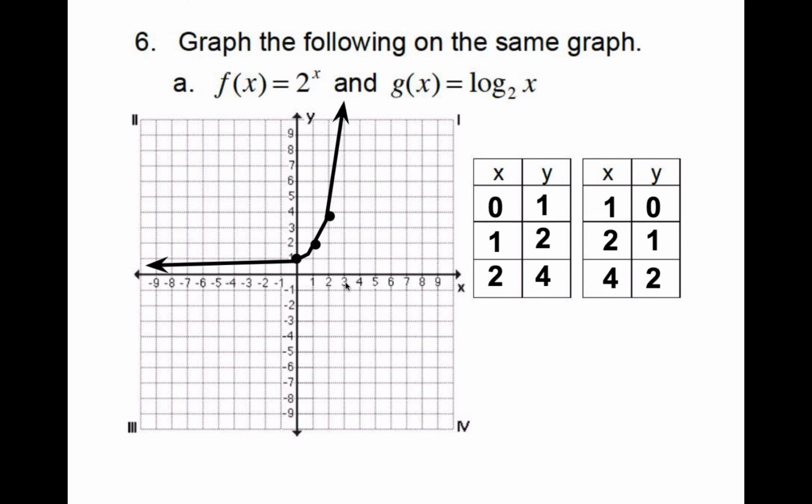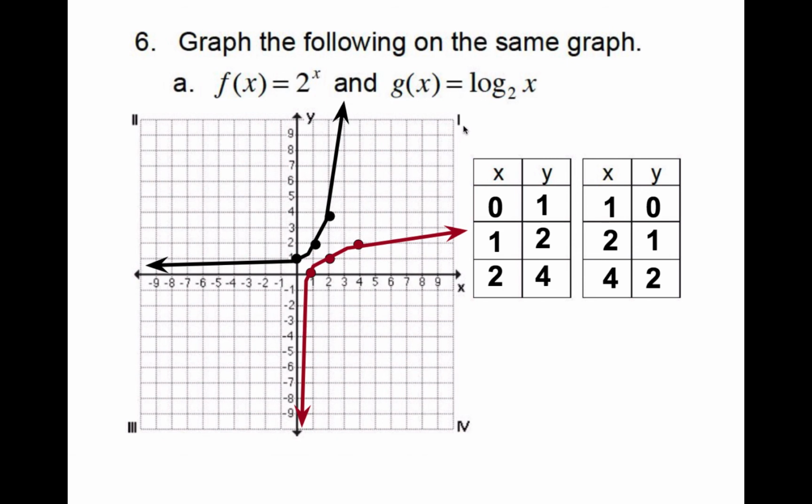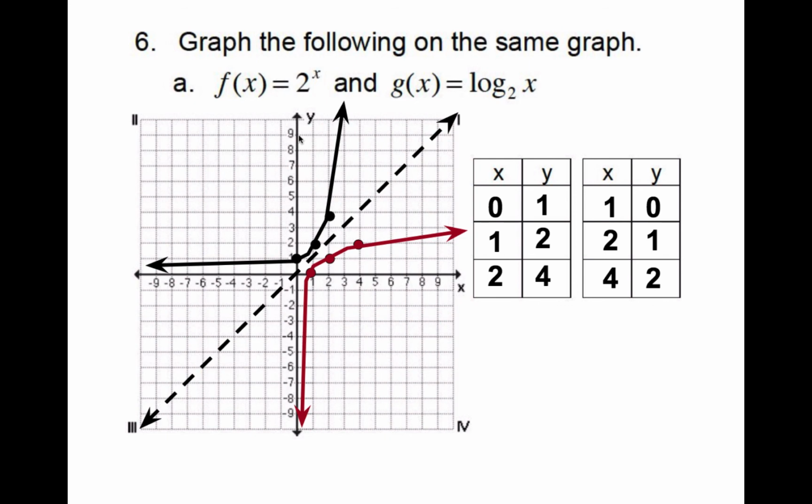If I graph these points, I have 1, 0, 2, 1, 4, 2. It's going to be curving like this. So notice there's no shifts on the log graph, so it's going to stay exactly where it's at. And notice you have symmetry with the line y equals x. That's how you know you did this correctly. So there's that symmetry. Notice the asymptote for logs is the y-axis.